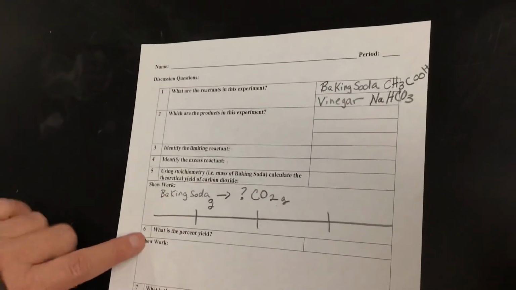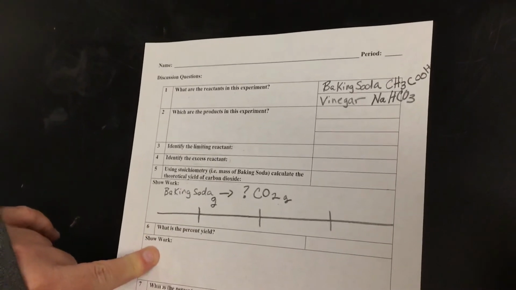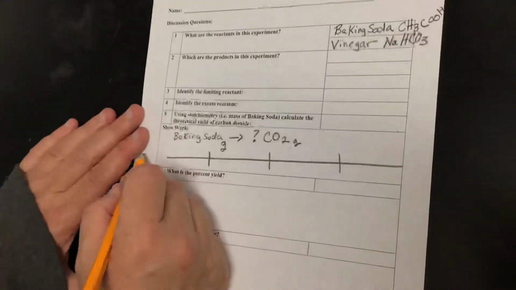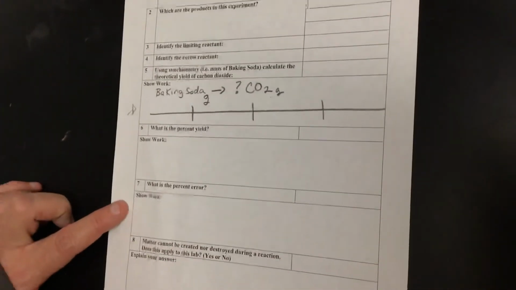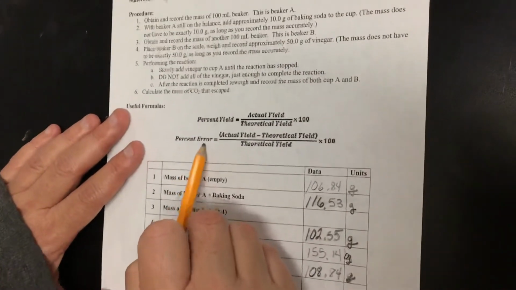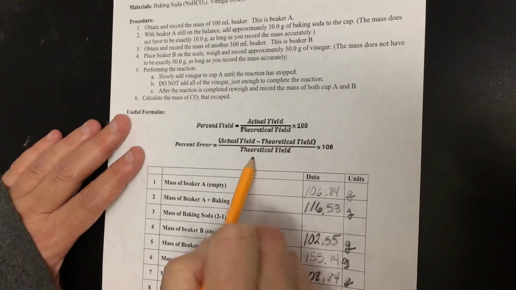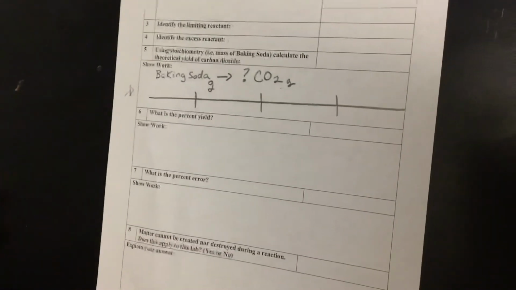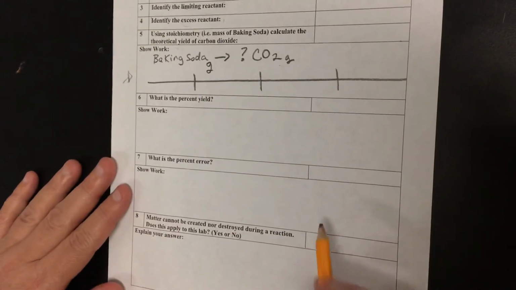Okay? What is your percent yield? Remember, that's actual yield, which is what we did in the experiment. How much did we get? Over our theoretical, which is what we're going to find out here, times 100. Now, percent error we haven't really talked about, but the equation is on the front. It says percent error equals actual yield minus theoretical yield divided by theoretical yield times 100. You will get a negative number. If we did not get a negative number, then we had a contamination and our experiment failed. So just keep that in mind. You should have a negative number.